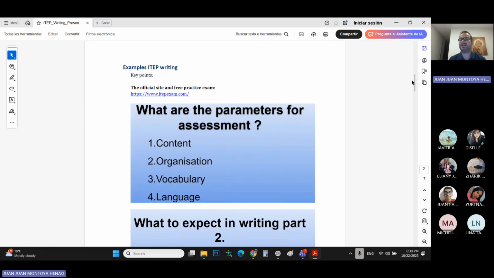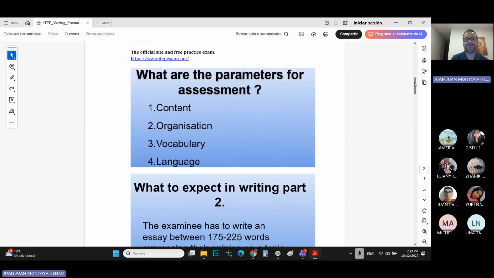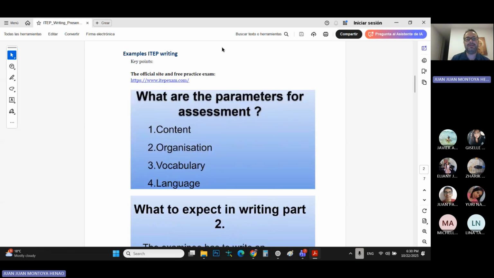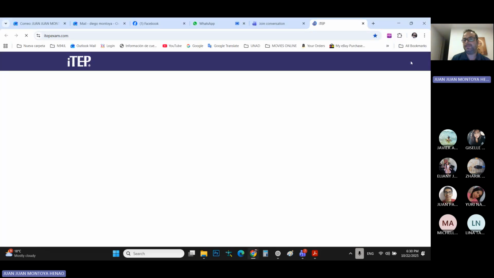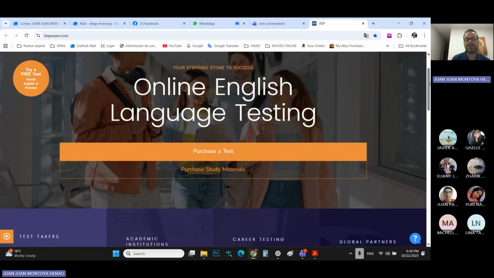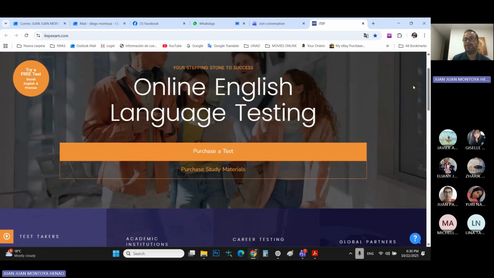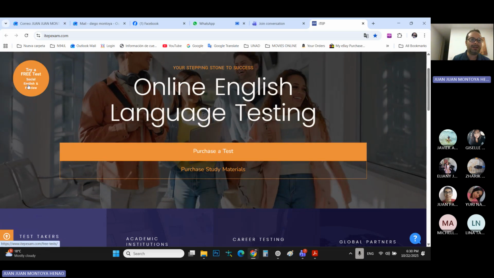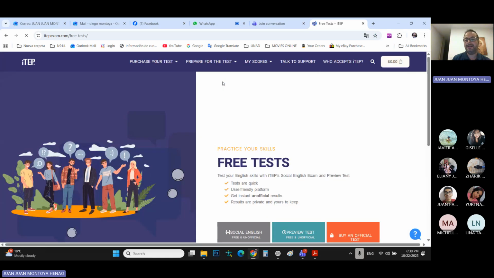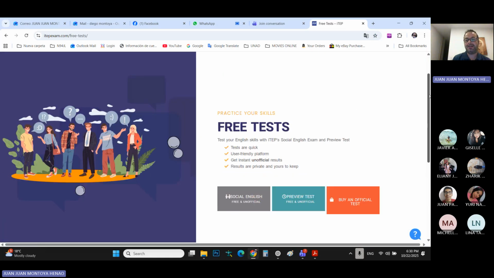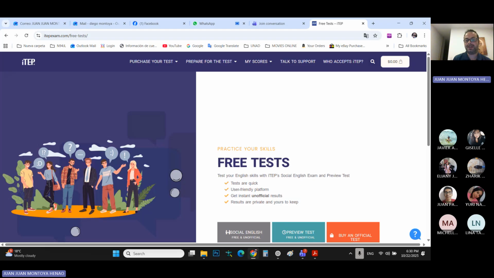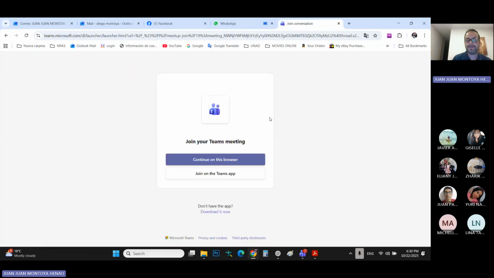The key point I'd like to point out is, well, this is the official website. You can purchase the test here and purchase some study materials. You can try a free test here, but we're not going to go through that one because it's very simple, right? But you can try it if you want.